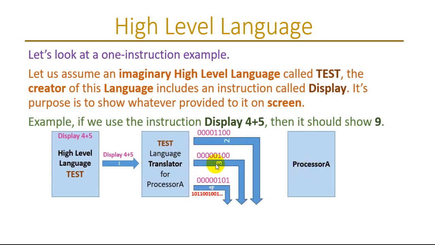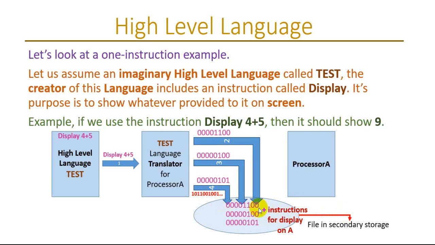Okay, so again, like what we saw in the assembly language, these instructions get written into a file. Now in our assembly language, only these three got written into the file. Here, in addition to these three, the instruction which says to display on A also gets written into this file. This is a file in the secondary storage. So once this file is created, everything needed to add the two numbers and display is already here. So now we don't need this part anymore. I mean, we don't have to use that.